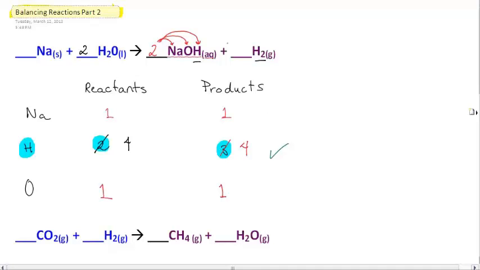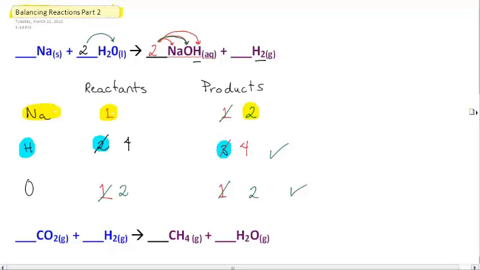But the problem is that I've now changed the oxygen and the sodium as well. When I put a 2 in front of the water, I now have 2 oxygens in the reactants, but I now also have 2 oxygens in the products. So that's fine. When I put the 2 in front of the sodium hydroxide, that means I now have 2 sodiums in the products. But I still only have 1 sodium in the reactant. So now I created another problem that I need to fix. Now the sodiums are out of whack. They're not in balance. 1 in the reactants, 2 in the products.